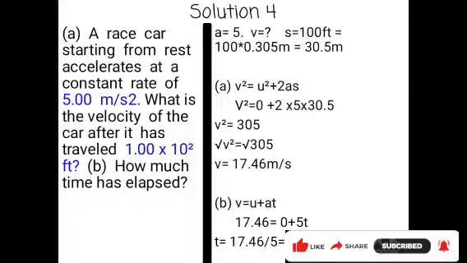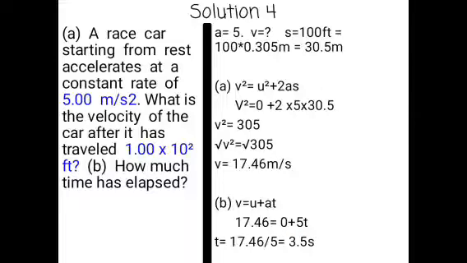Then square root both sides to give you v, the final velocity. So our answer will be 17.46 meters per second square.